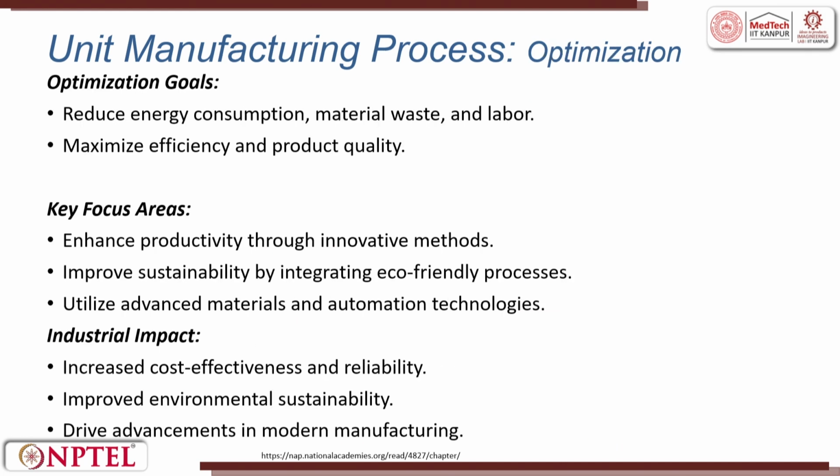Next comes unit manufacturing processes optimization. Optimization goals, that is, reduce energy consumption, material waste and labor, maximize efficiency and product quality. When I will talk about green machining in the next lecture, I will also talk about the importance of optimization. When I say optimization, you have to pick out of the range of the materials available, out of the range of the different kinds of processes, out of the range of the different kinds of the parameters in the overall system, what we are going to work.